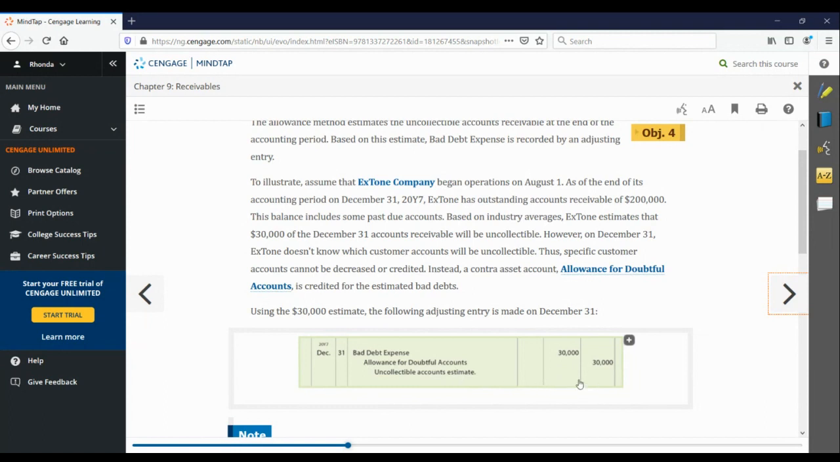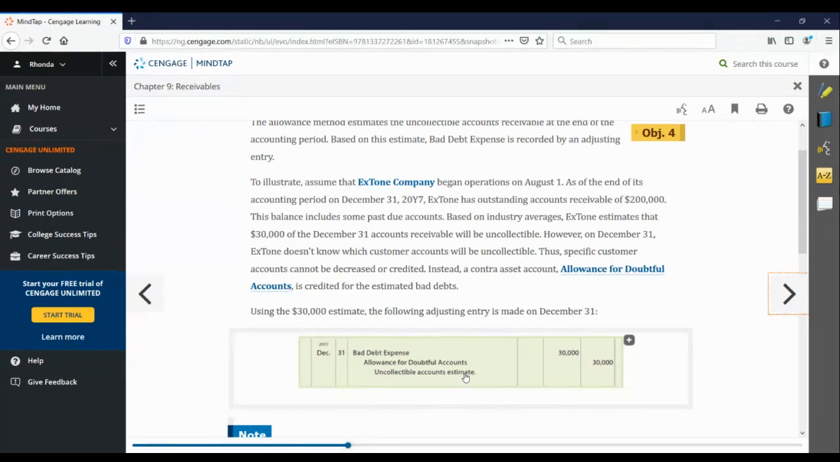But you have to have the allowance for doubtful accounts established before you can write off any uncollectible accounts against the allowance account. So what you need to know about the allowance for doubtful accounts is that it is a contra asset account. It will have a credit balance. It will increase on the credit side.